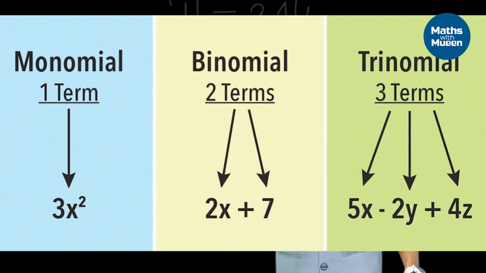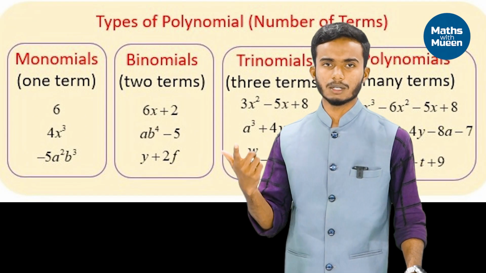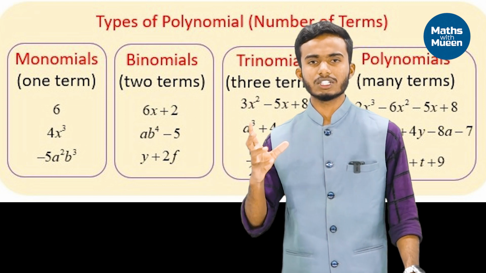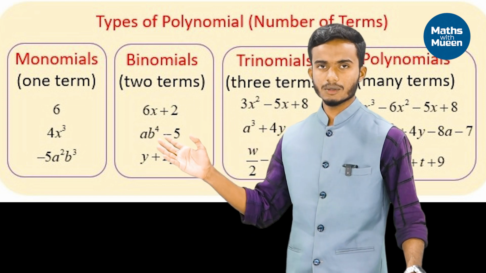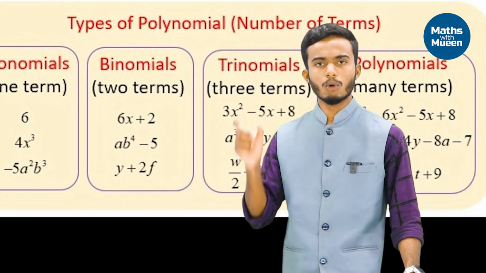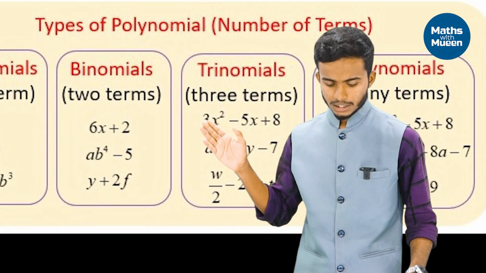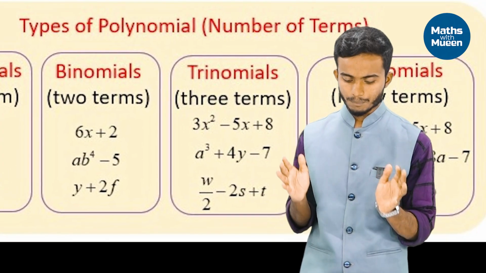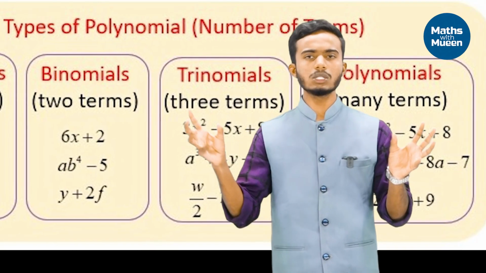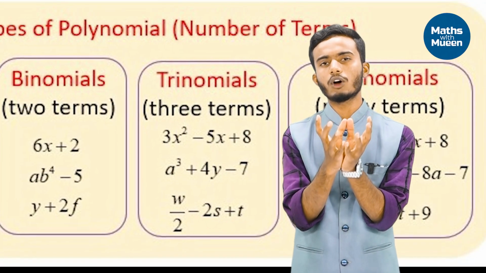We have monomials, binomials, trinomials, and polynomials. Monomials: mono means single, nomials means term. One-term expressions are called monomials. For example, 6 or 2x or 5x, these are all monomials. Then we have binomials. Binomials have two terms, for example 6x plus 2, because 6x is one term and 2 is one term. Combining these two with a mathematical sign forms a binomial.